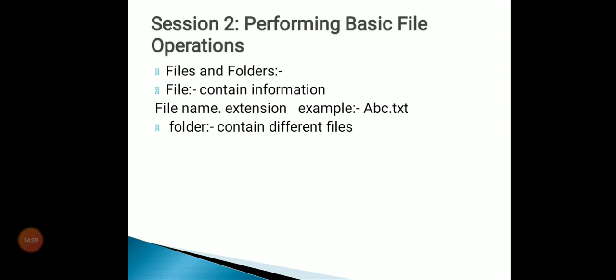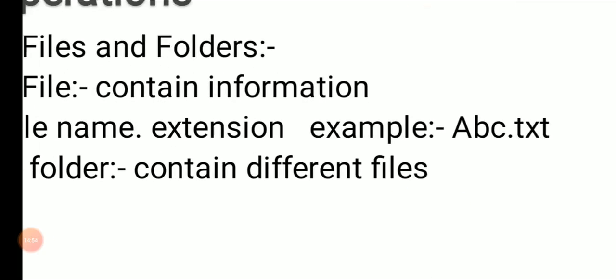The file name is written like this. First you have to write down the file name, and then a dot separates the file name from its extension, dot extension. One example I have written here is abc.txt. The .txt represents that this is a text file.